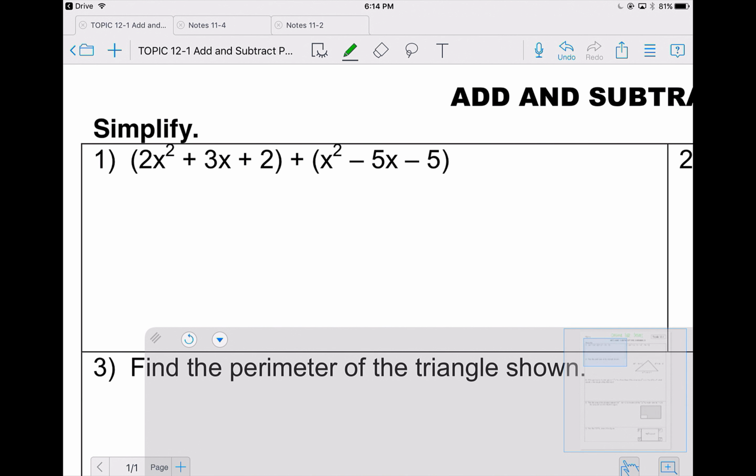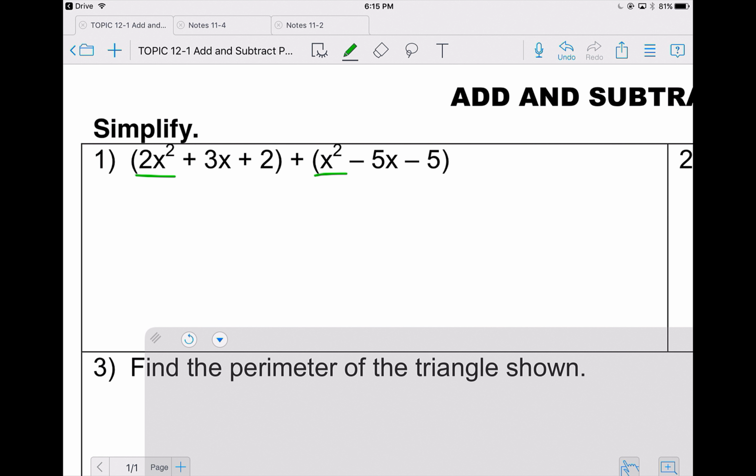So on example 1, we're asked to simplify. We have 2x squared plus 3x plus 2, and we're adding in x squared minus 5x minus 5. So when I do this to show my work, I just use different types of underlines. This is also a place where you could use different colors or use different colors and different types of underlines. You can also rewrite and put your x squareds together, your x's together, and your numbers together. That's a little bit much, but you can totally do it.